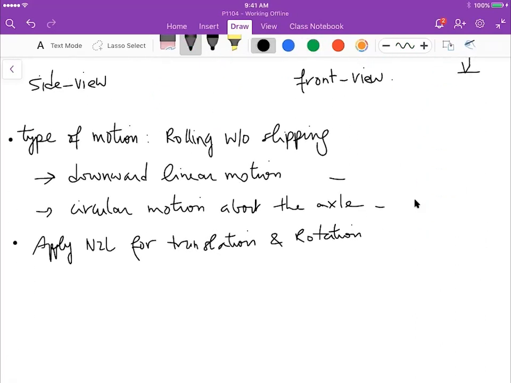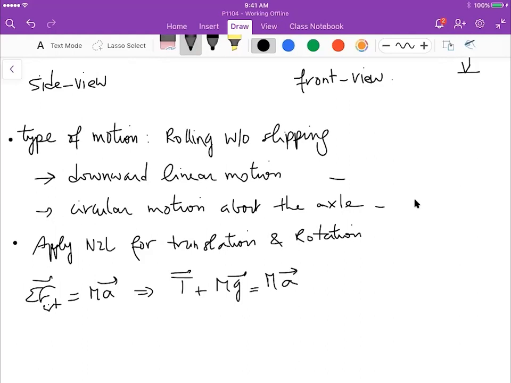So for translation, Newton's second law is given by the sum of external forces is equal to the mass times the acceleration, where here we are dealing with the acceleration of the center of mass. So here I will not write a center of mass every time, I will just keep it a, but we know that we are dealing with the acceleration of the center of mass. So we can write down T plus mg is equal to ma.